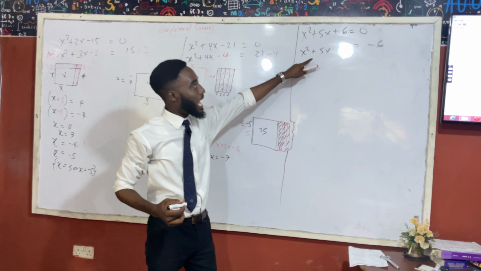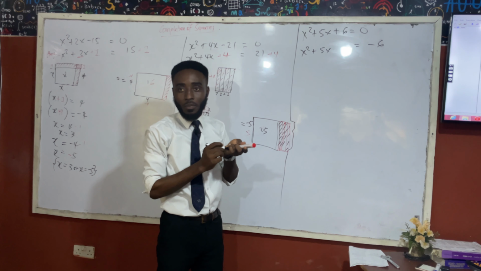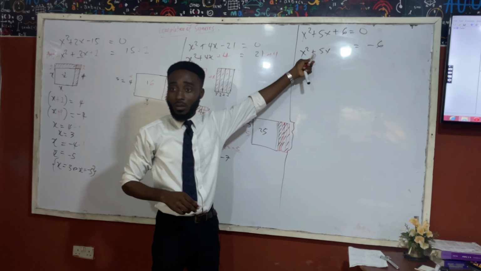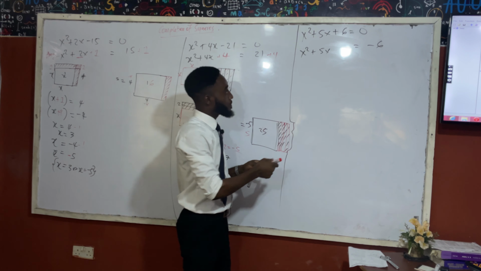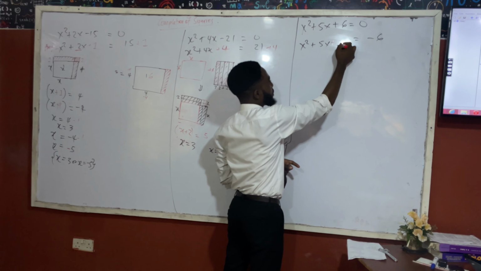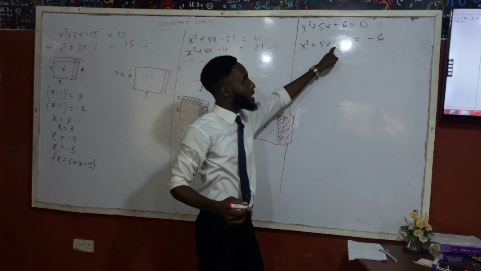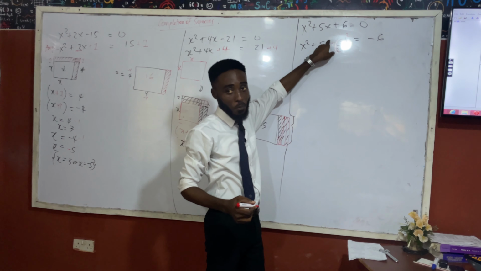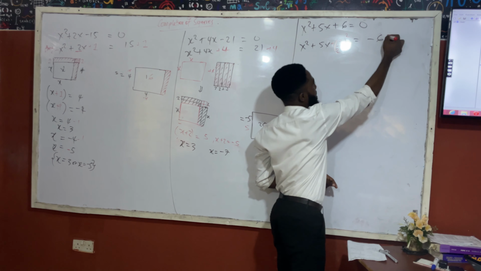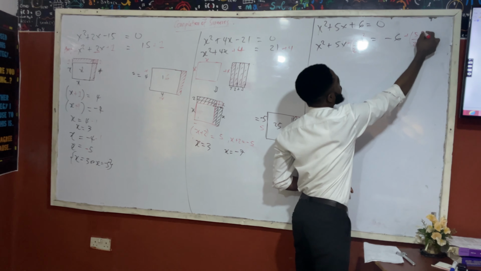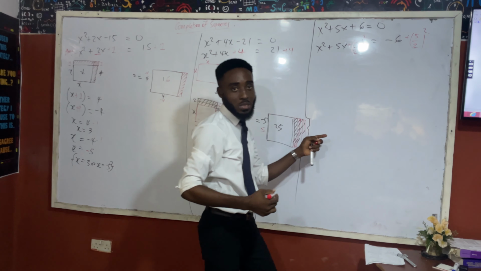Now, what is half of 5? Half of 5 is what? 5 on 2, right? Okay. So plus 5 over 2 all squared. So I'm adding half the square of this to complete the square. Plus 5 on 2 all squared to both sides.